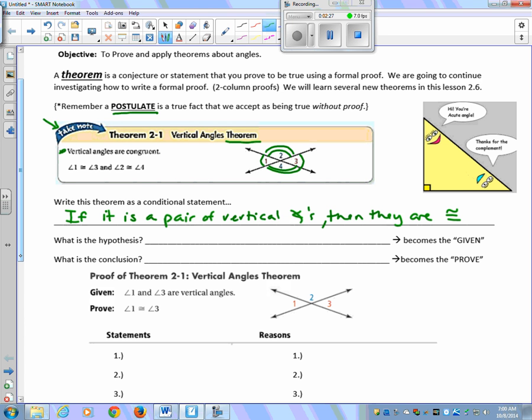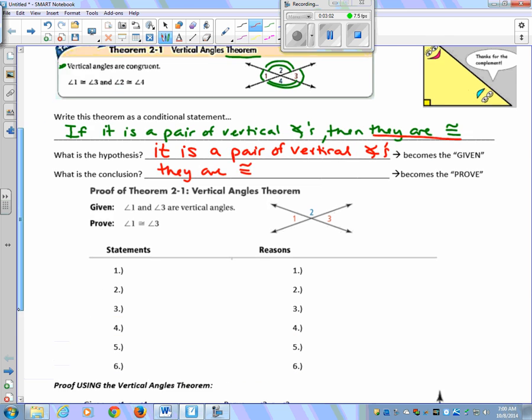What is the hypothesis? Remember, the hypothesis is the statement without the word if. It is a pair of vertical angles. And that's the given. Remember, we said the if part is like the given of the proof. What is the conclusion? The conclusion is they are congruent. Remember, it's the part that just comes after the then.